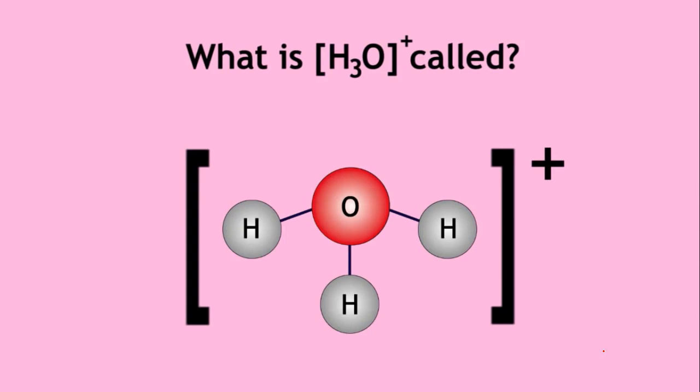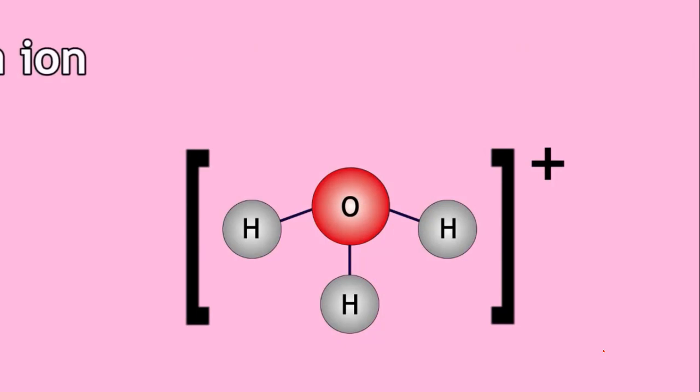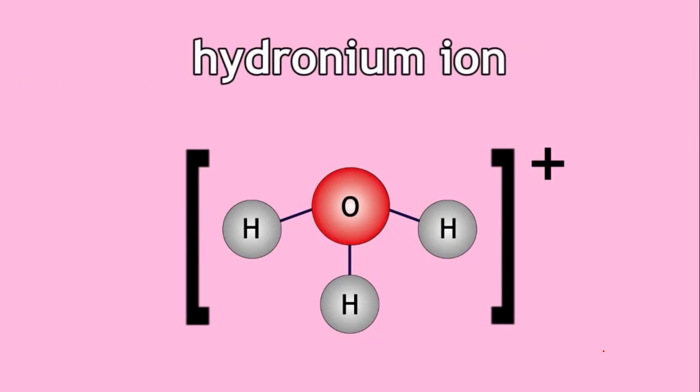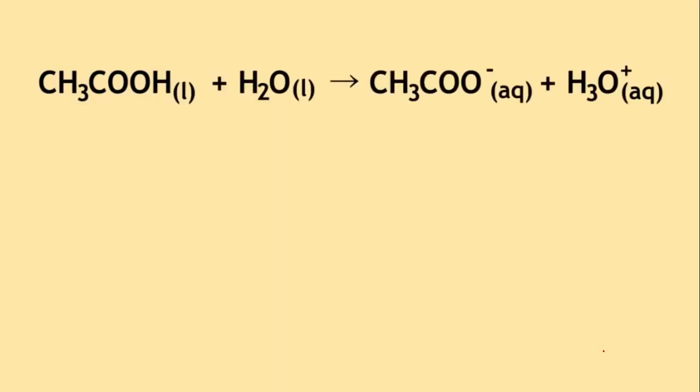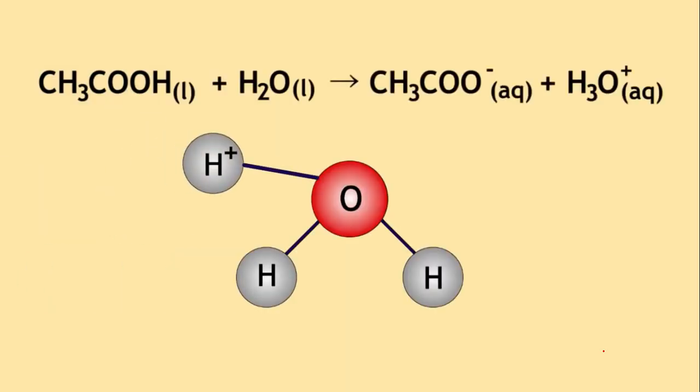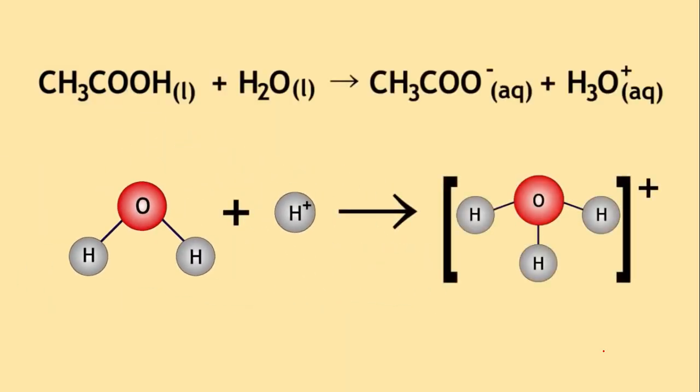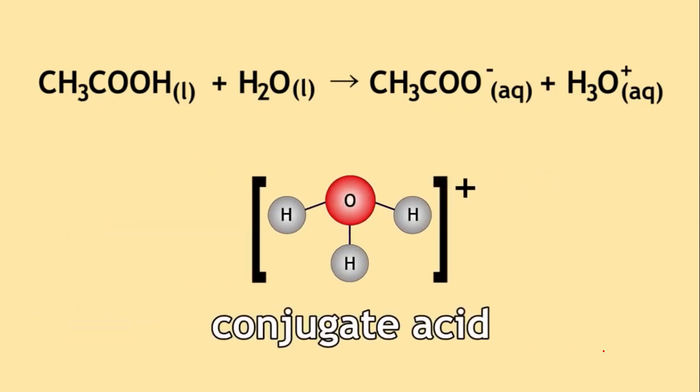Can you remember what this is called? Pause and resume when ready. This is a hydronium ion, also known as an oxonium ion. The hydronium ion is formed when water accepted a proton from acetic acid. This is the conjugate acid in this reaction.